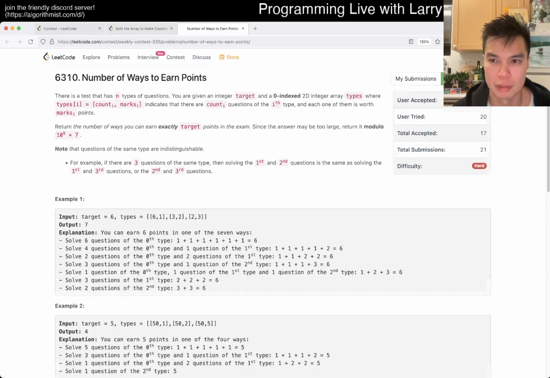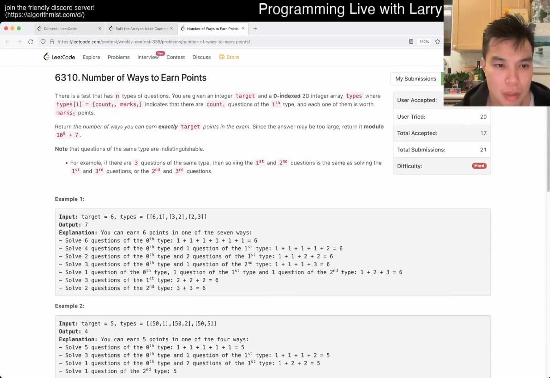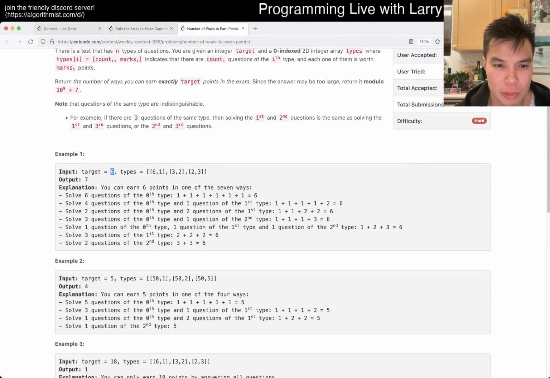I'm going to skip ahead a little bit. A lot of people got this one, so let's look at this one. Okay, you have n questions. You're given a target, and types is count and marks: there are count number of questions of the ith type, and each of them is worth marks points. Okay, so there's 6 problems with 1 point. Okay, mod. Okay, I get 6 totally. 4 questions of this 0 type.